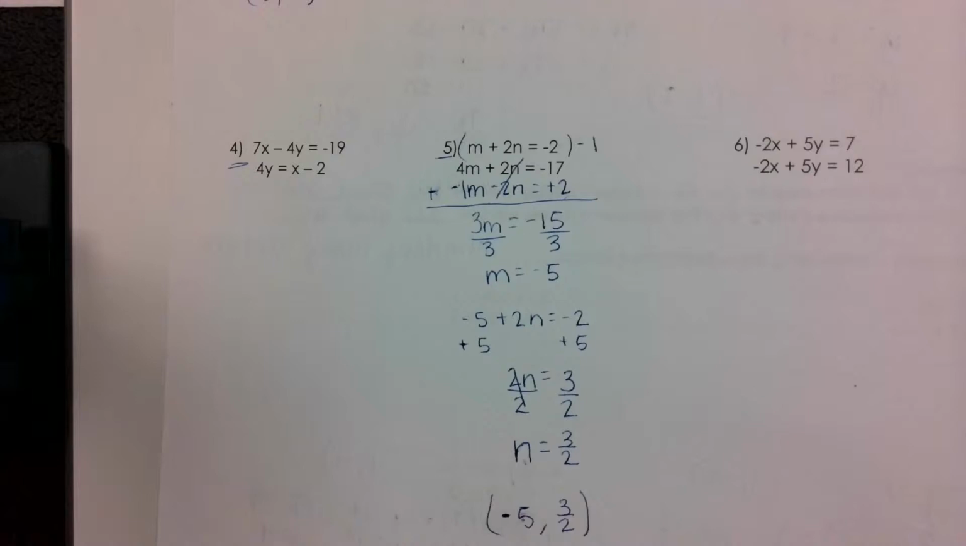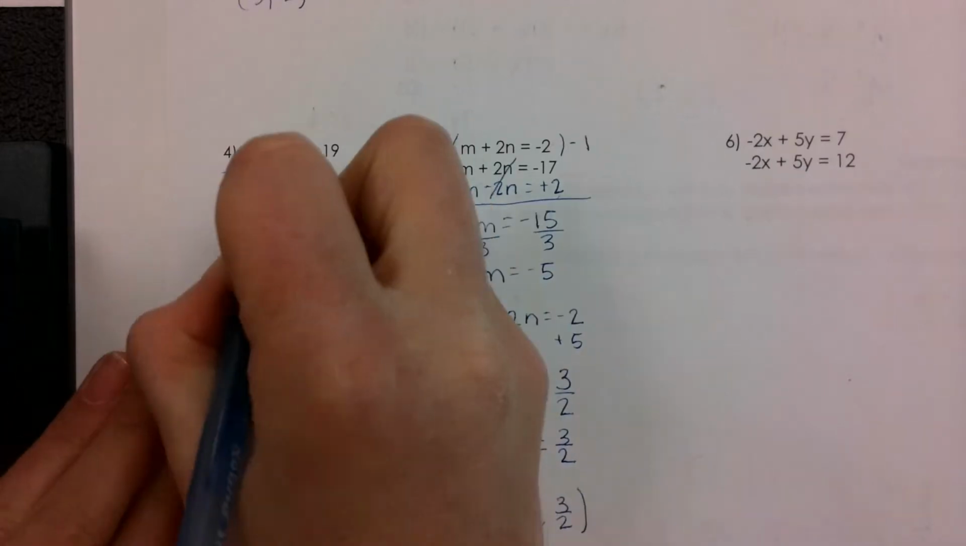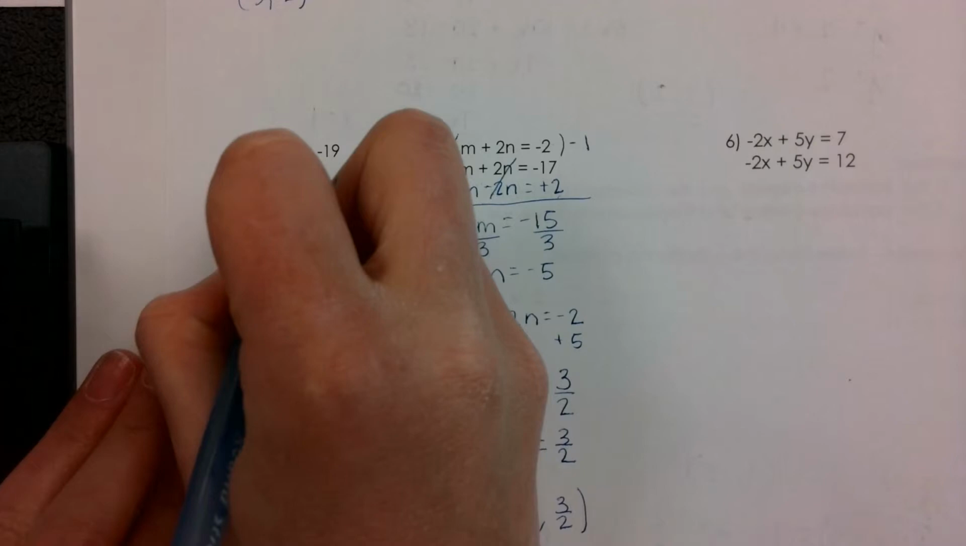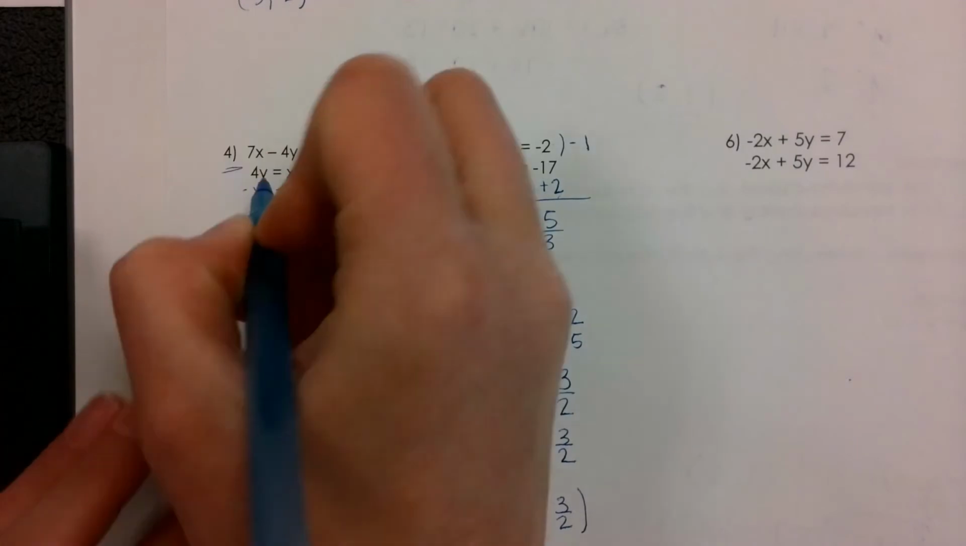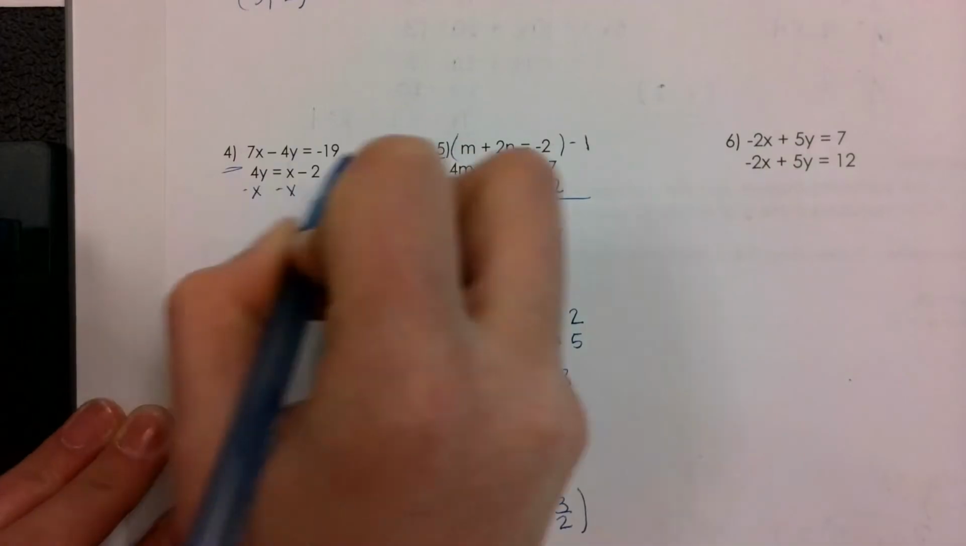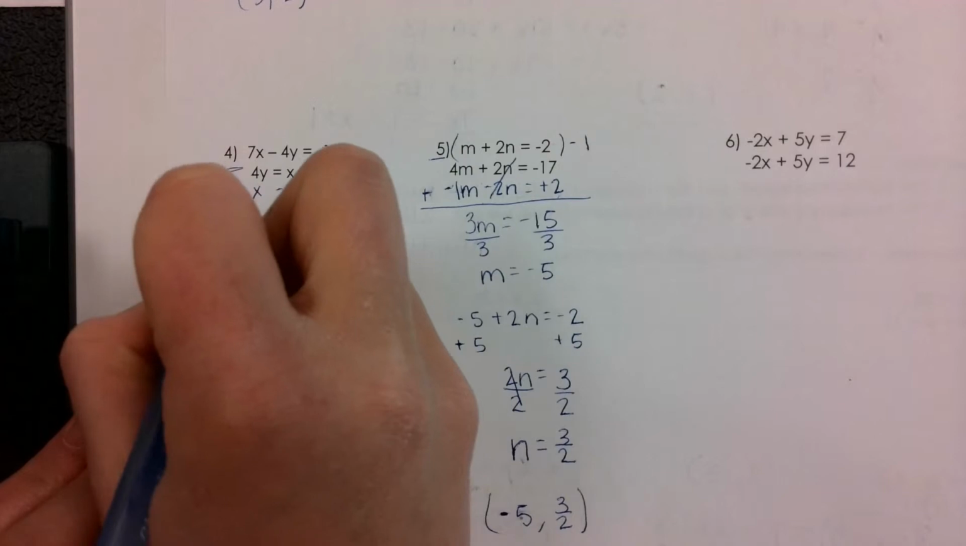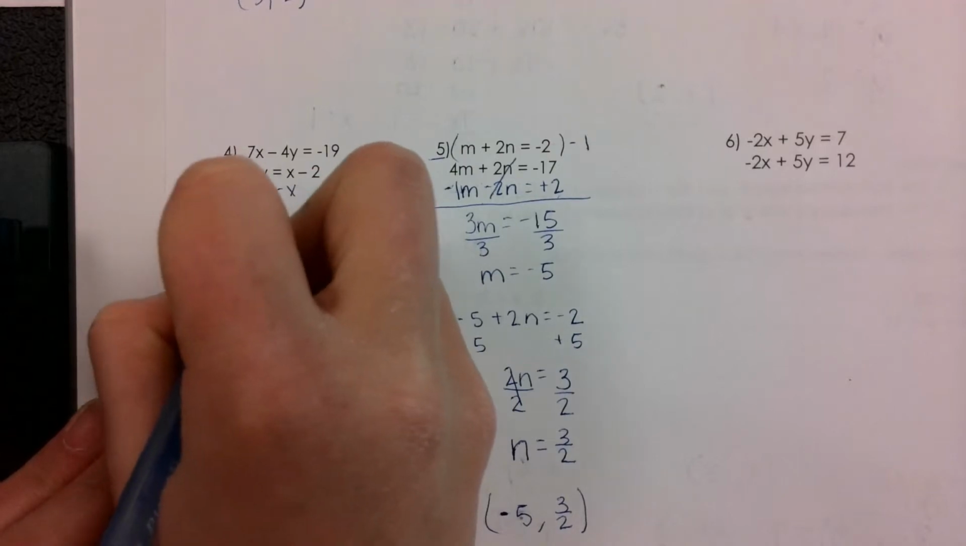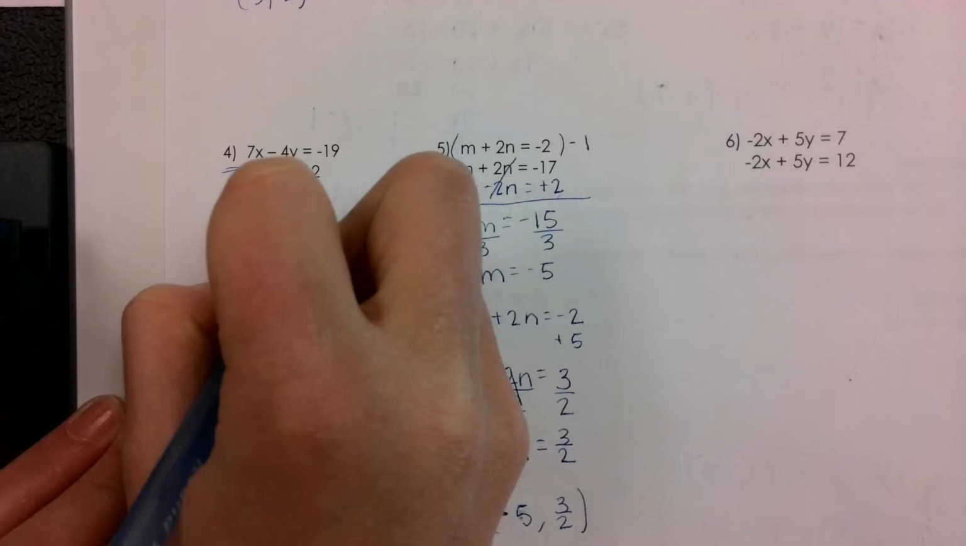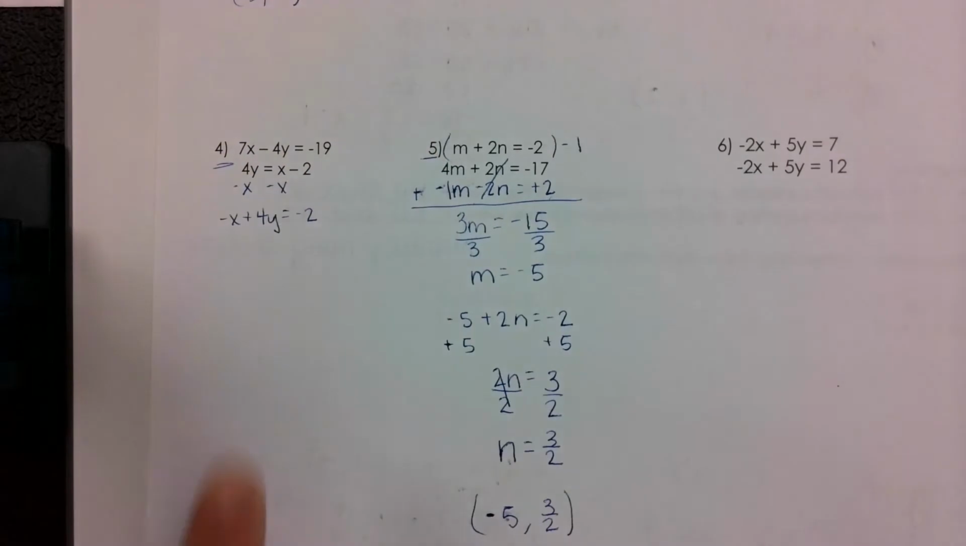We could even do that too, but again, that's substitution, and we want to do elimination here. So we want to get x's and y's on the same side, so we're going to move this x over. That top equation is going to stay the same. I'll rewrite it later. We'll have negative x plus 4y equals negative 2 now. So this is in standard form.